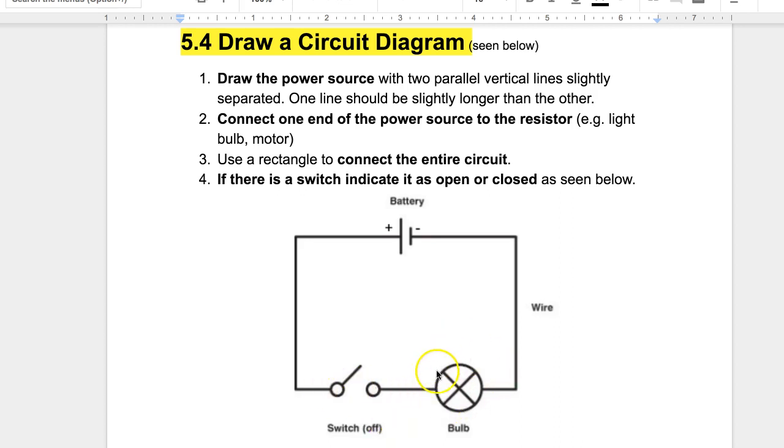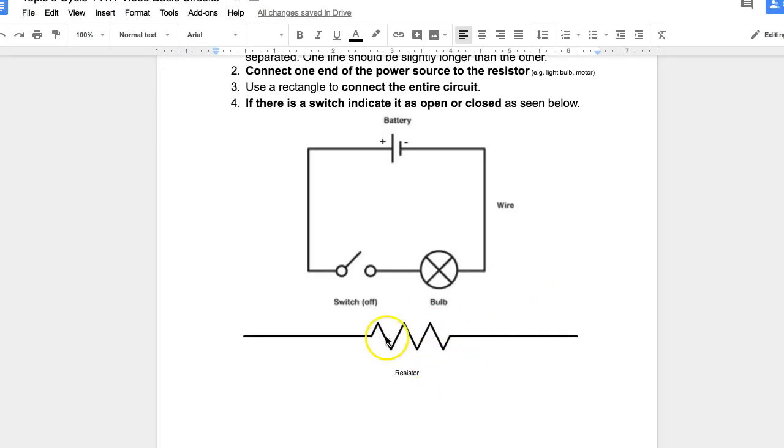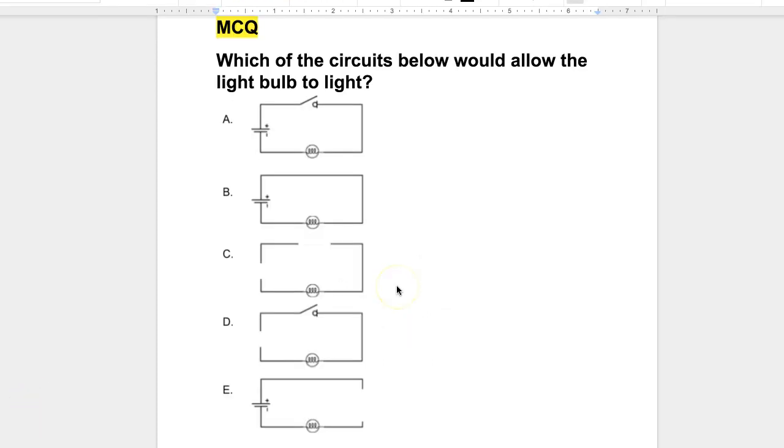A bulb will generally represent with that X, and then the wire just a straight line. And for a resistor, we'll use this squiggly line going up and down if it's a resistor other than a bulb. Okay, your multiple choice question, which of the circuits below would allow the light bulb to light?